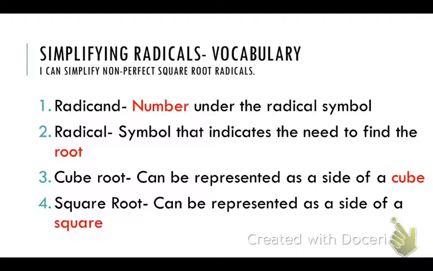Just a brief recap. The radicand is the number underneath our square root symbol. This is the radicand. The radical is anything that's telling us to find the root. So we have square root, cube root, fourth root. Notice that those are all really small numbers in the little crook of the radical symbol.